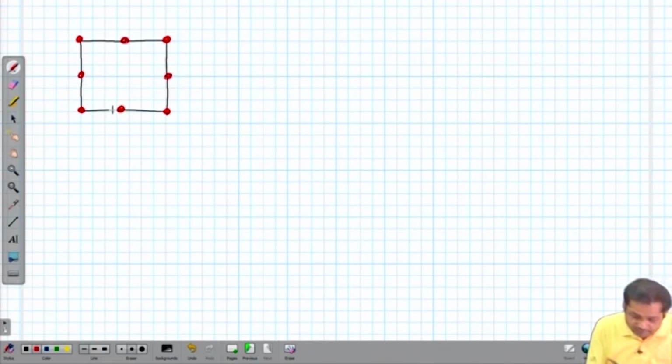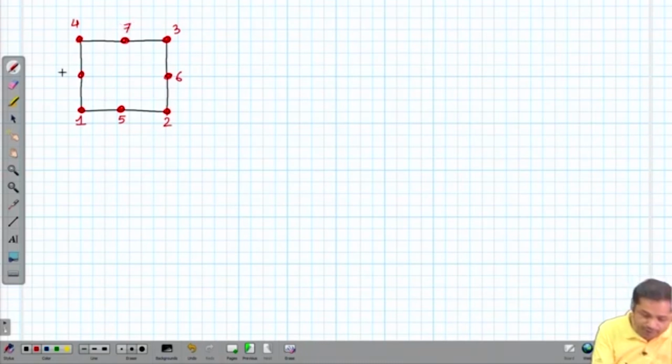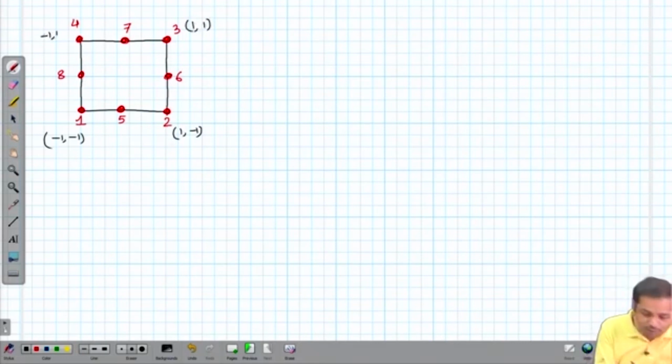I have not mentioned anything about the numbering of nodes. Numbering of nodes is very important. The practice we generally follow is that first we number the corner nodes. This is node number 1, this is node number 2, this is node number 3, and this is node number 4. First the corner nodes in a counter-clockwise direction. Then the side nodes, node number 5, then node number 6, node number 7, and node number 8. And this is again minus 1, minus 1, this is 1 and minus 1, this is 1, 1, and this is minus 1 and 1.